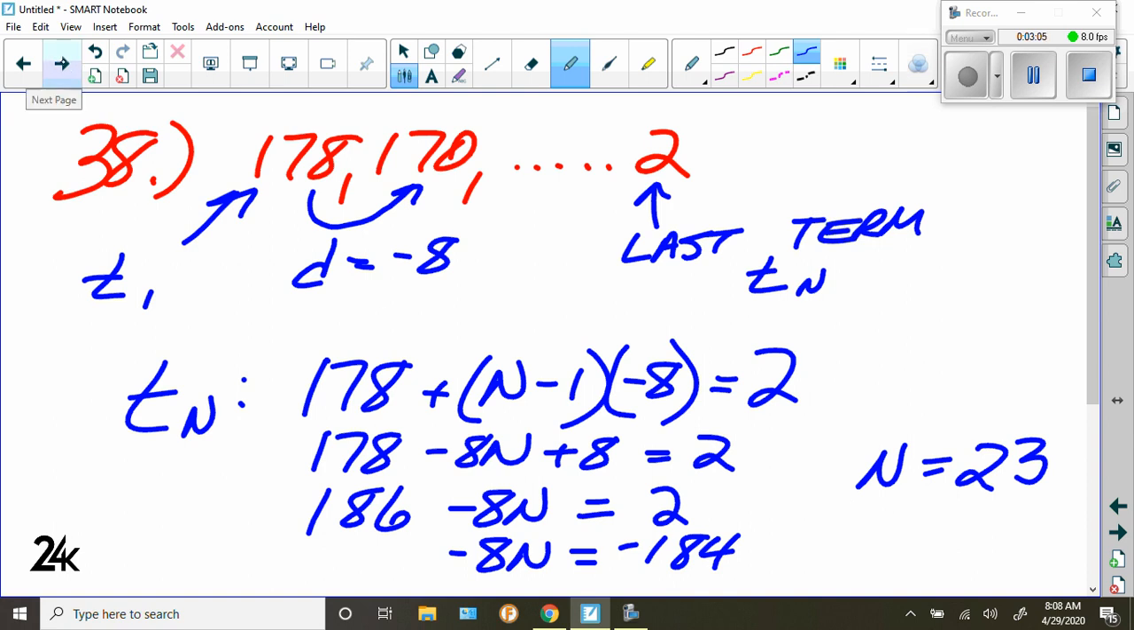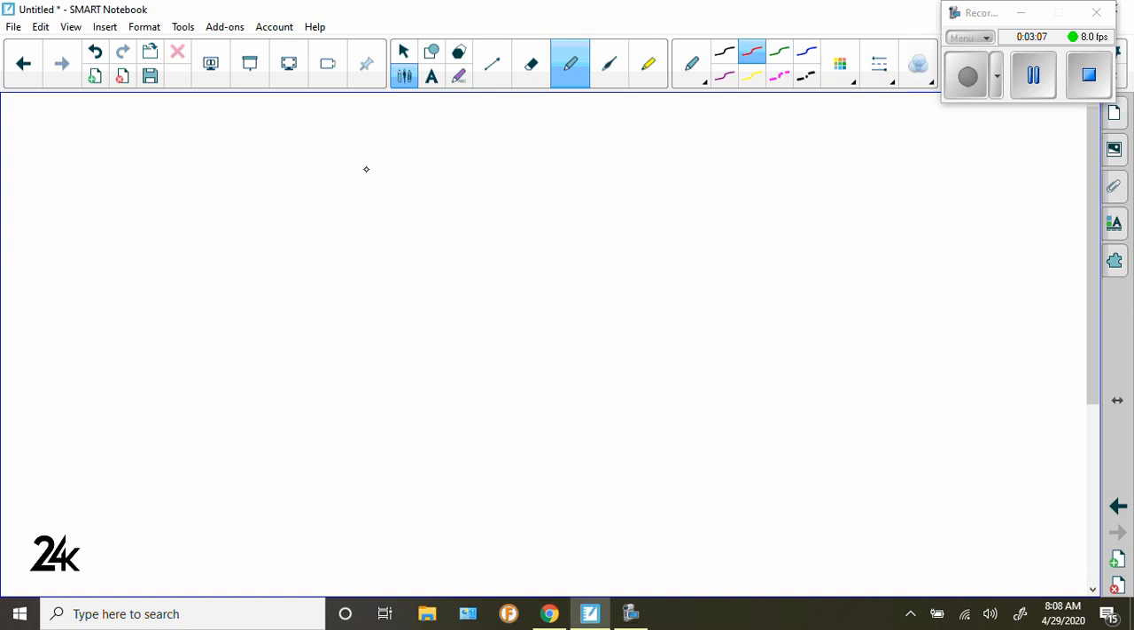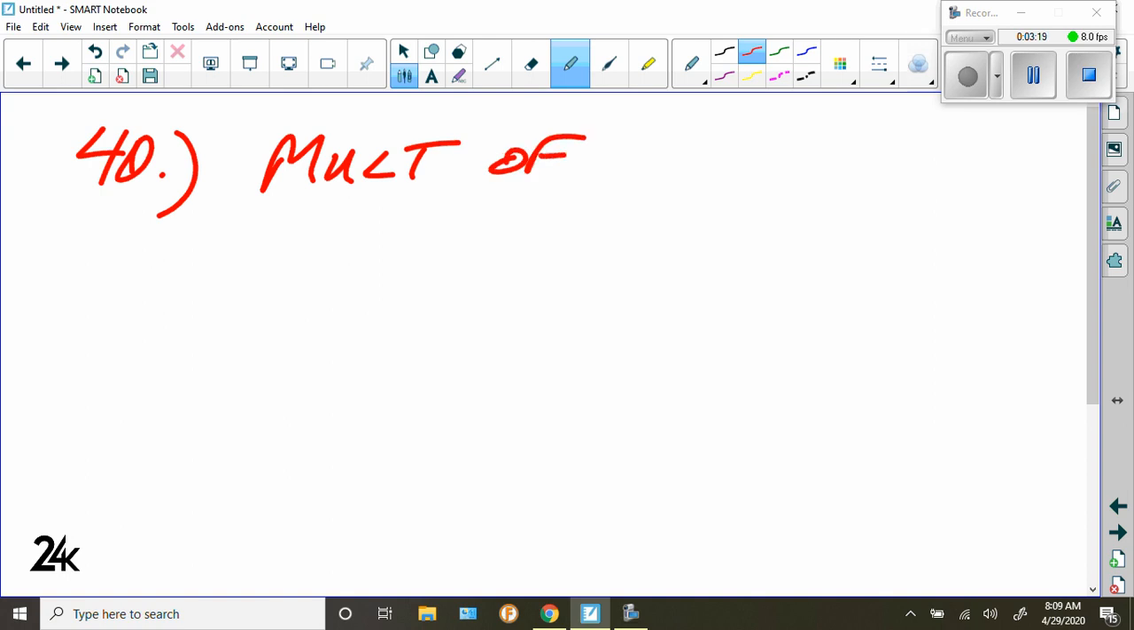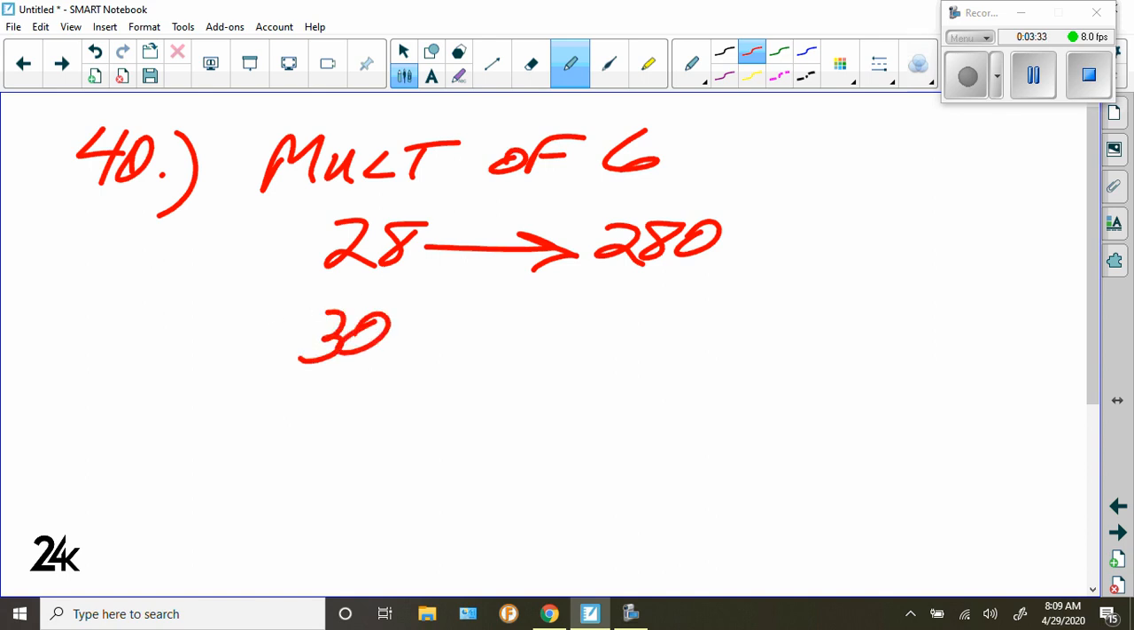Next. Number 40. Number 40 says, find the number of multiples of 6 ranging from 28 all the way to 280. And you're like, hey, does 6 go into 28 evenly? No, it doesn't. But 30, yeah, 30 works.